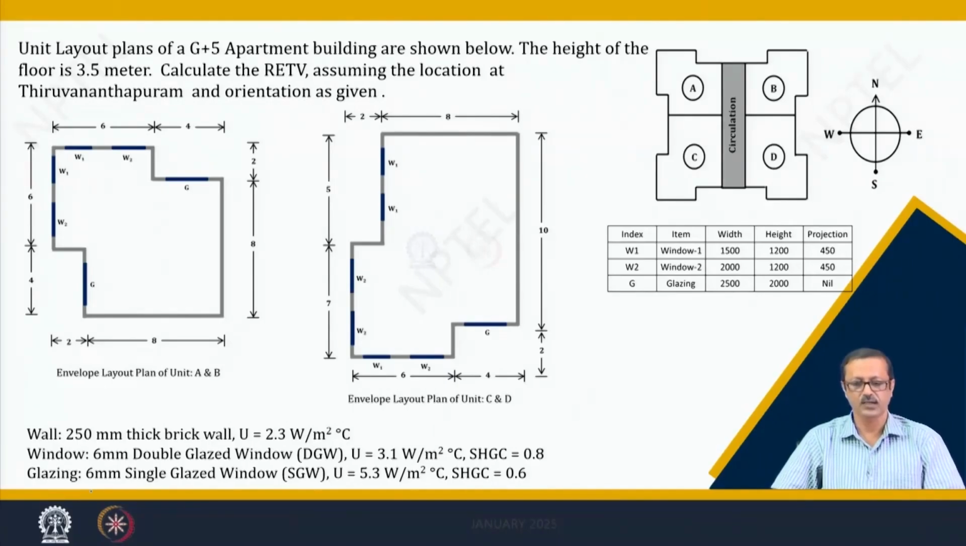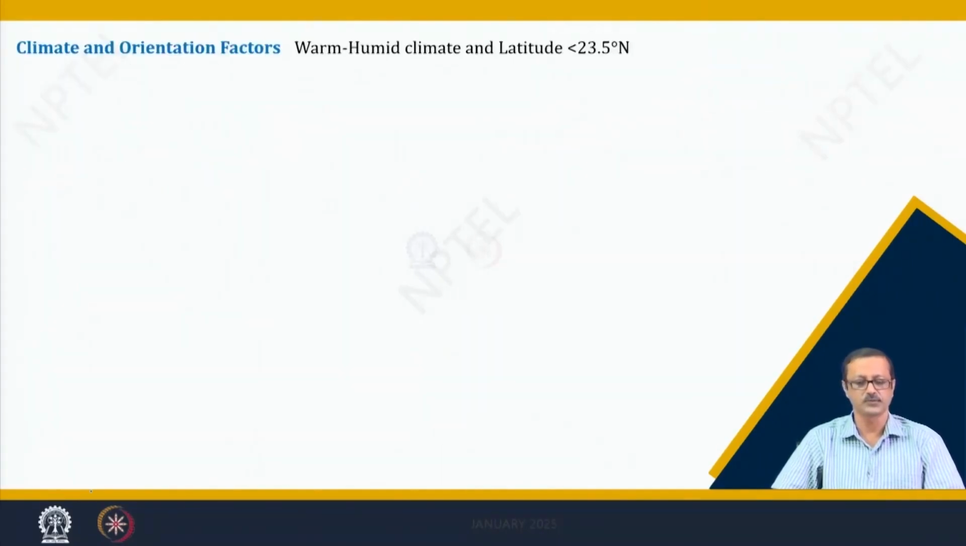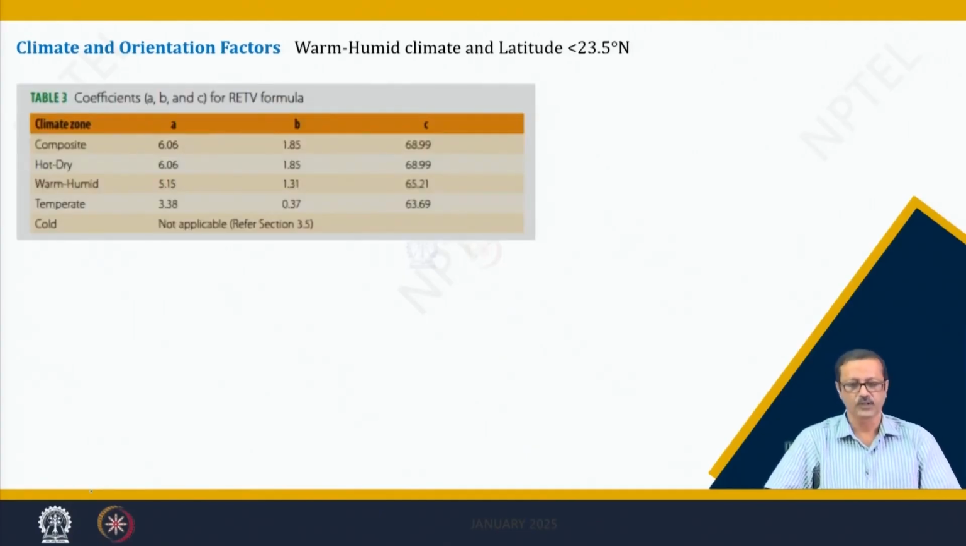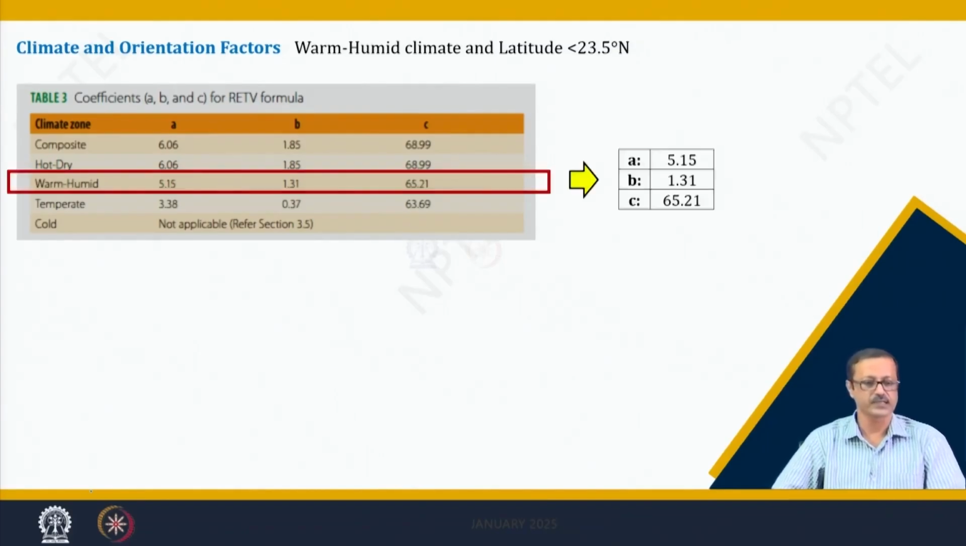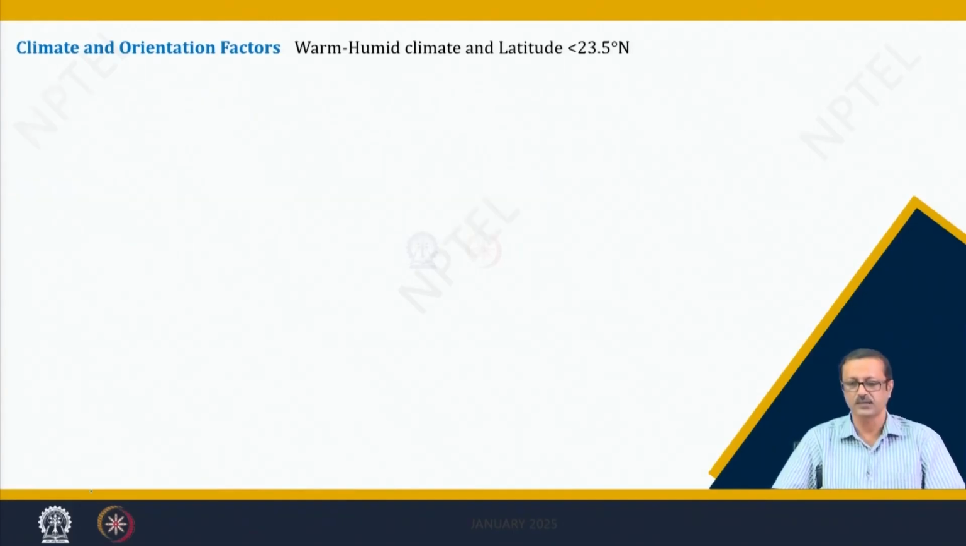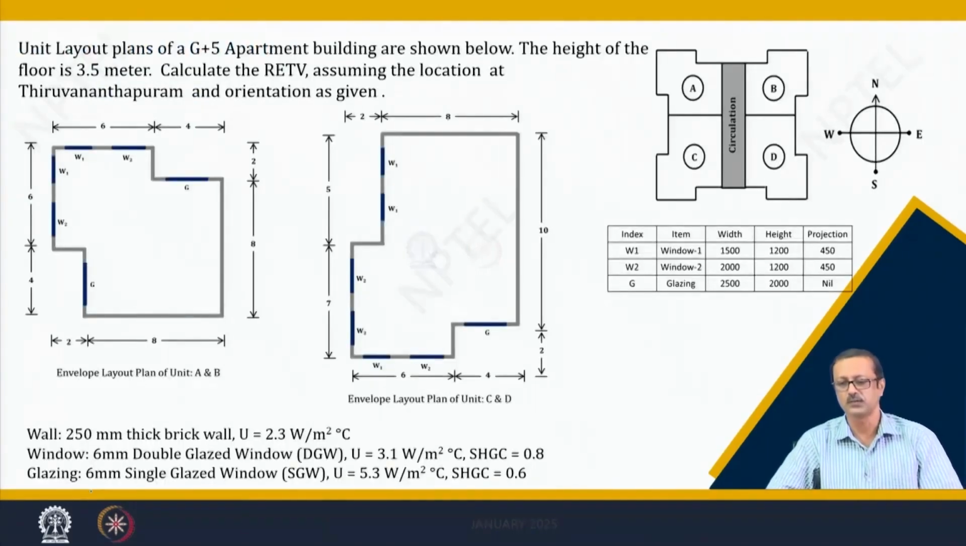So, now first of all what we have to do is note down the factors of orientation. The factors of orientation have to be taken for the warm and humid climate, because it is in Thiruvananthapuram, which is a warm and humid climate. So, a, b and c values are taken as 5.15, 1.31 and 65.21.